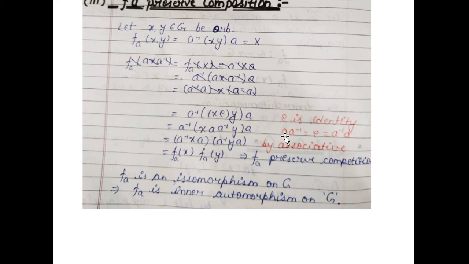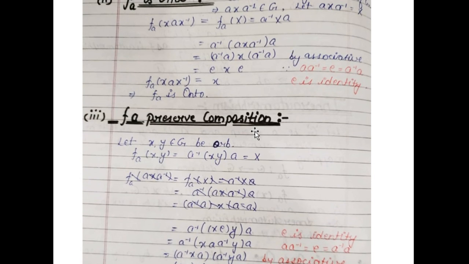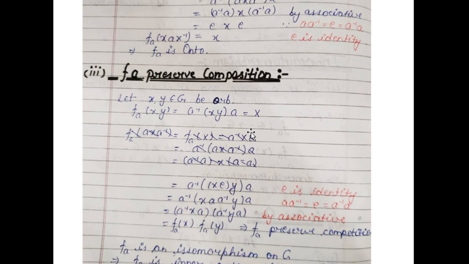A inverse is the inverse of A, so you can write in place of E, A A inverse. Now by associativity, you can write it as A inverse x A and A inverse y A. By definition 1, this A inverse x A is equal to F_A(x), and this A inverse y A is equal to F_A(y). So that means F_A preserves composition. This implies F_A is a mapping which is 1-1, onto, and composition preserving. So it is an isomorphism mapping.